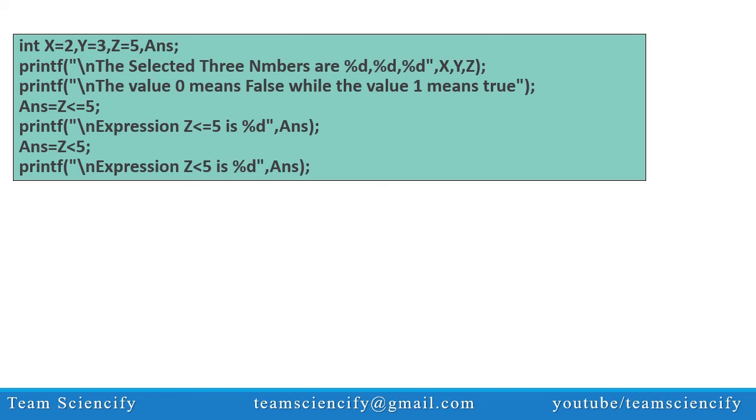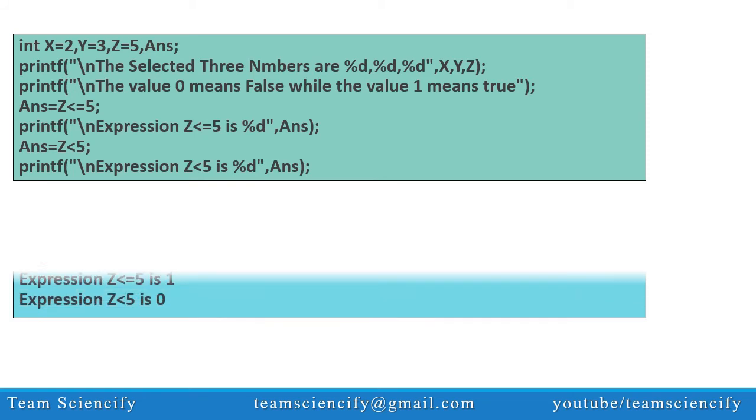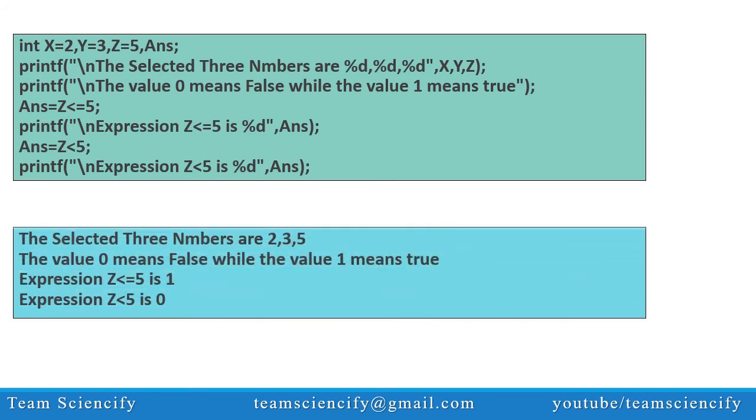Now we know that Z is equal to 5. So the first condition, which is Z is less than or equal to 5, is true. So the answer will be displayed as written in the output statement: expression Z is less than or equal to 5 is 1. And the second condition is false because capital Z is not less than 5. So the answer will be displayed as written in the output statement: expression Z less than 5 is 0.